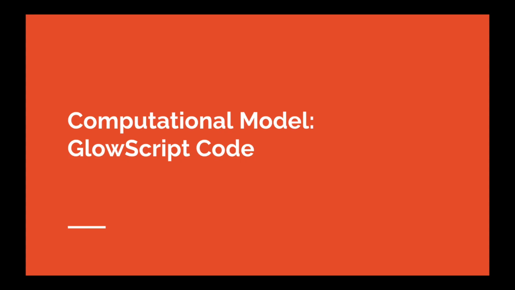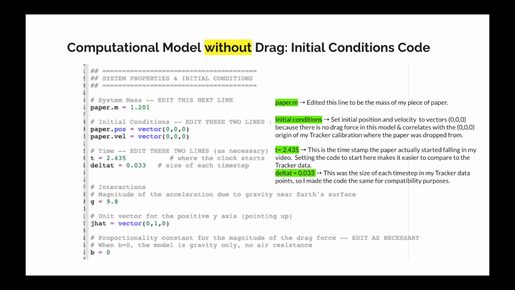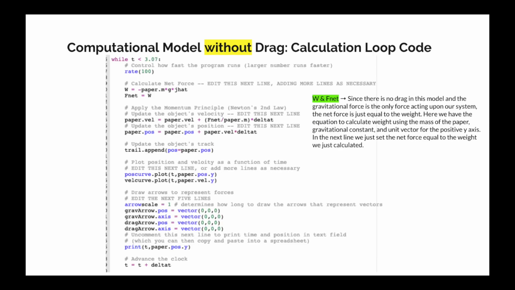Now moving on to our computational models and code. Looking at the code for the computational model without drag first, here are the initial conditions. I set t equal to 2.435 because this is the timestamp the paper starts falling in my video. Position and velocity are both the 0, 0, 0 vector at the start. Delta t is 0.033 because this is the Tracker time step, and b equals 0 because there is no drag force here. In the calculation loop, the net force is just equal to the weight, so I added the equations to calculate weight and then update the net force.